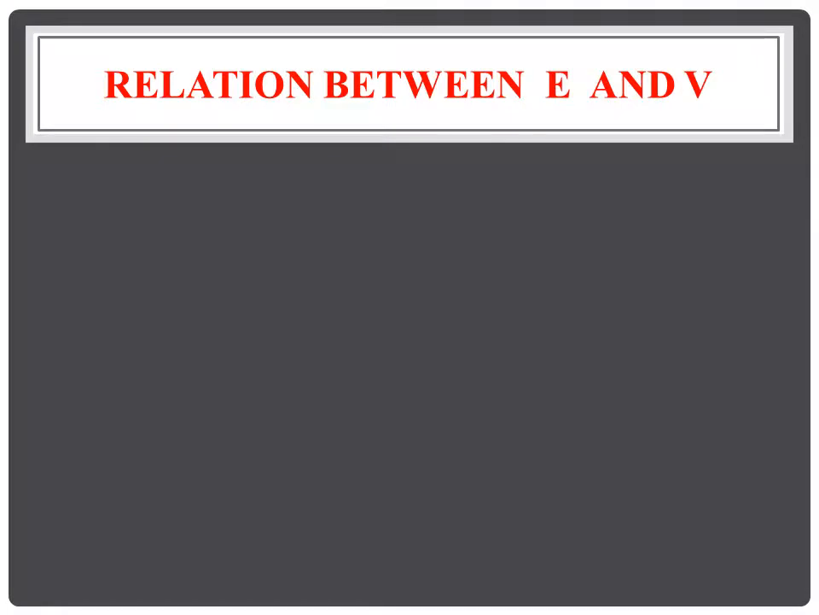Next we have the relation between E and V. Now you know E is your electric field and V is the potential. Now if you consider a positive charge Q which is kept at the origin, in order to move the unit positive charge by a small distance dx in the electric field E, work has to be done, and this work is written as dW, which is equal to minus E dx, where the negative sign implies that the work is done against the electric field.